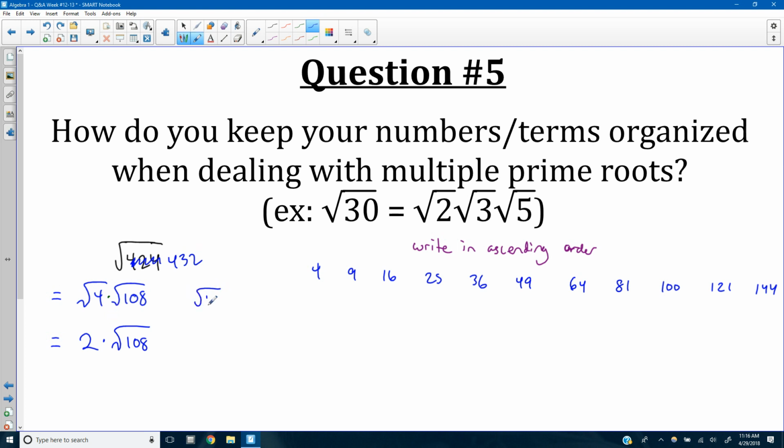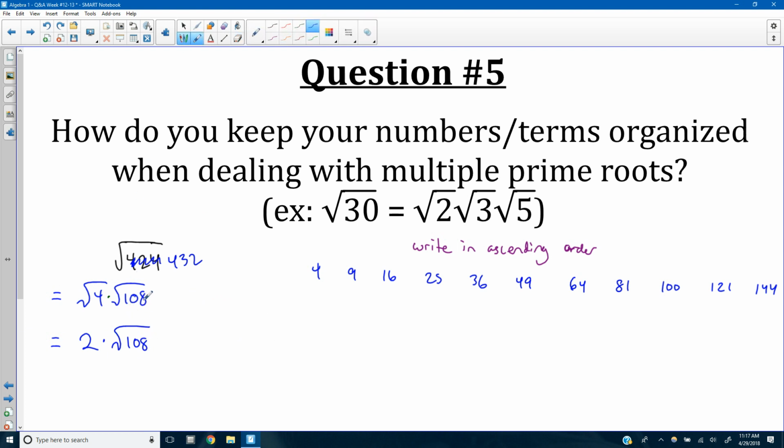Imagine if instead I wrote root 108 times root 4, and that becomes root 108 times 2, and now that's starting to look a little weird. You might even convince yourself these can multiply together and that it's affecting it somehow. You don't want to do that. Try and avoid that kind of mistake.